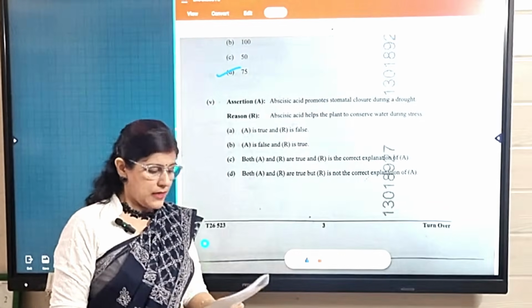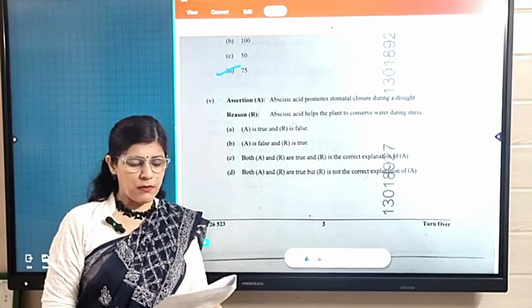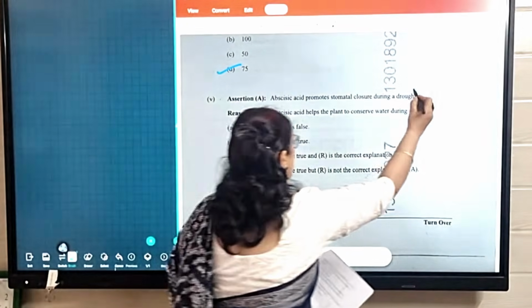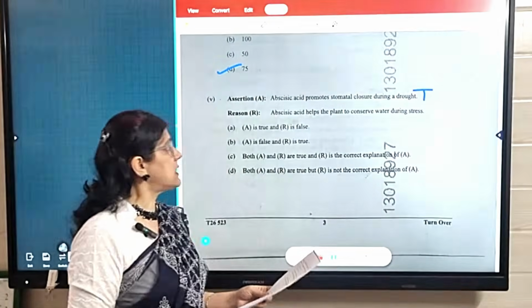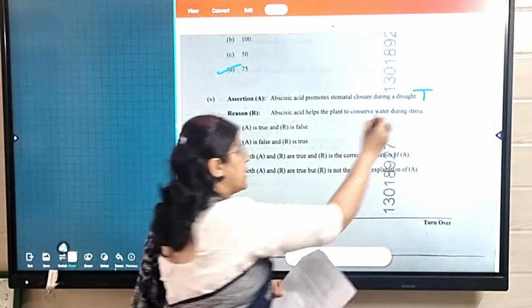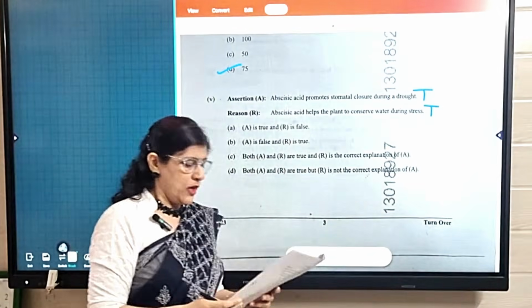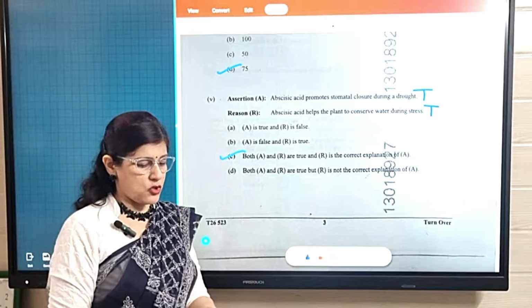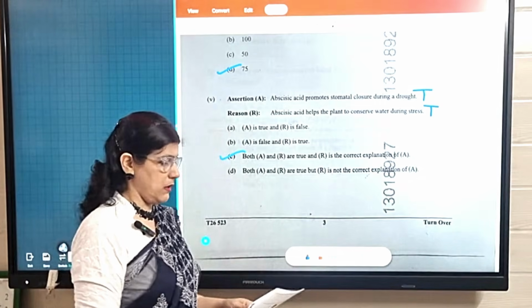In the fifth part, assertion A: abscisic acid promotes stomatal closure during a drought, which is very true. Next, abscisic acid helps the plant to conserve water during stress, which is called the stress hormone. So this is again true. It means both assertion and reason are true and the reason is the correct explanation of the assertion.